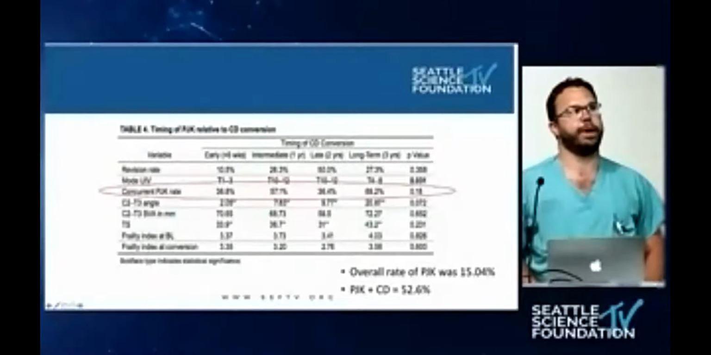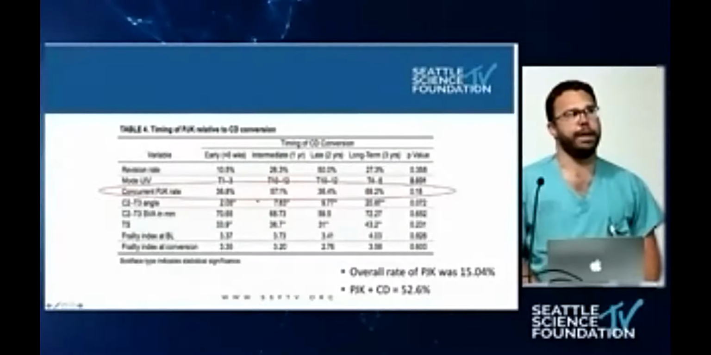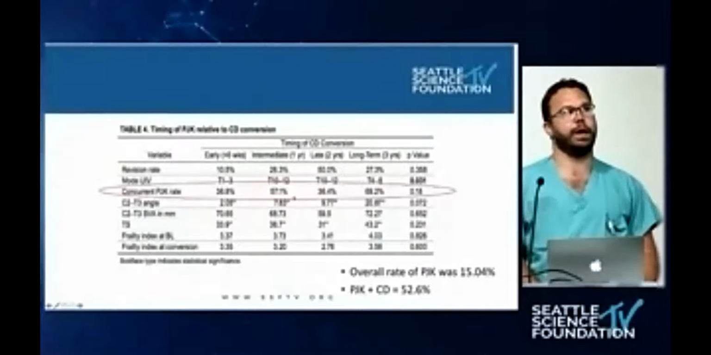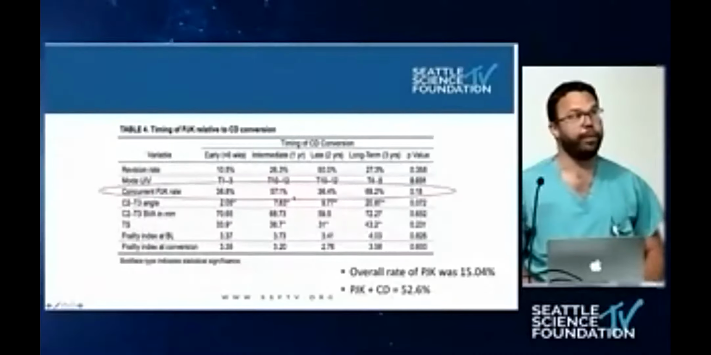This was their revision rates. That patients that had early cervical deformity, they had about 10% chance of revision. As if late, they had about 50%. And what they were showing is that patients that had these concurrent PJK rates, as the PJK rate increased, their likelihood of needing a revision increased as well.